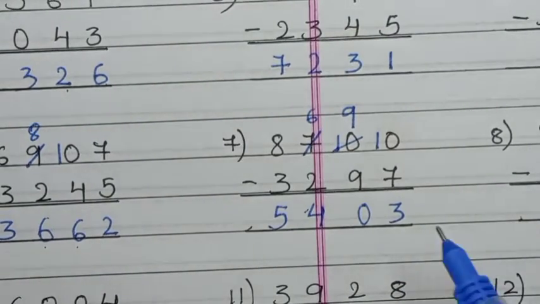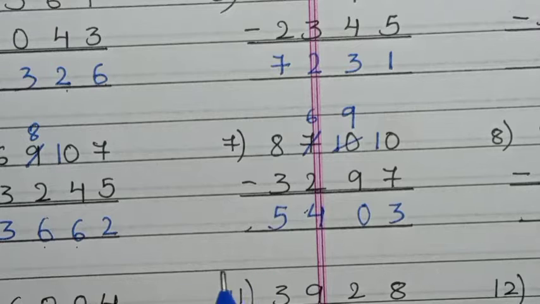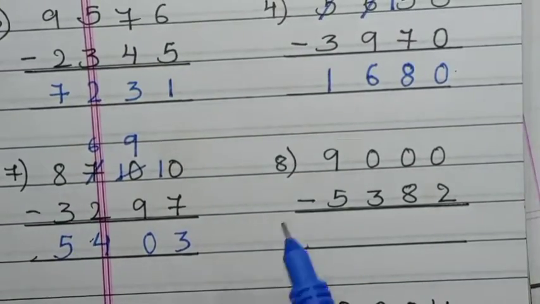I hope you have understood, children. When there is no number to borrow from the next number, where if it is 0 we can't borrow, it means go to the next number. Go to the next number like that. Okay, from right to left you should keep on going. Okay, let me solve the next one.